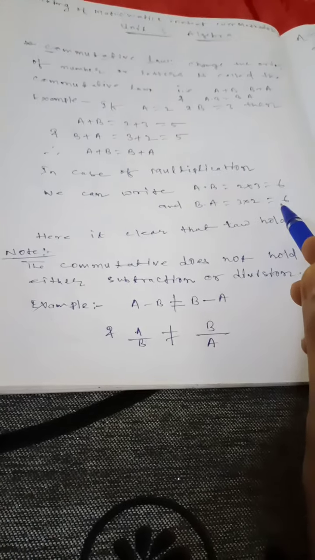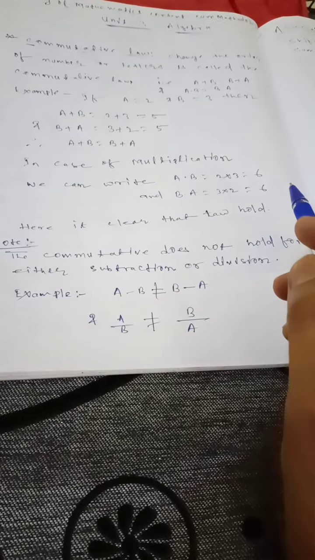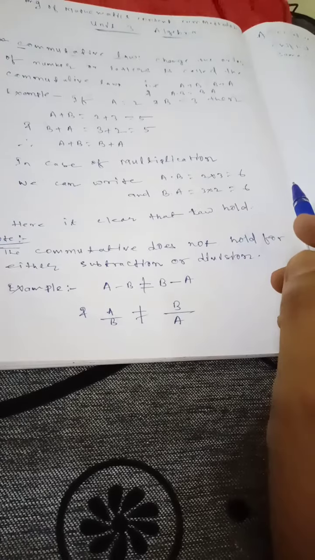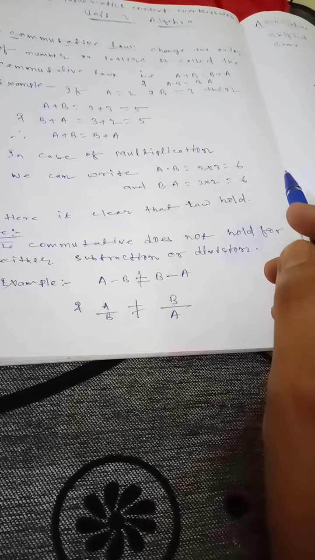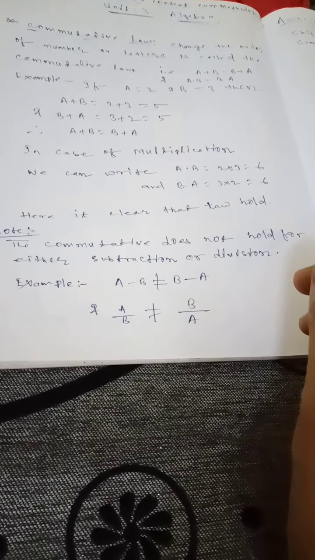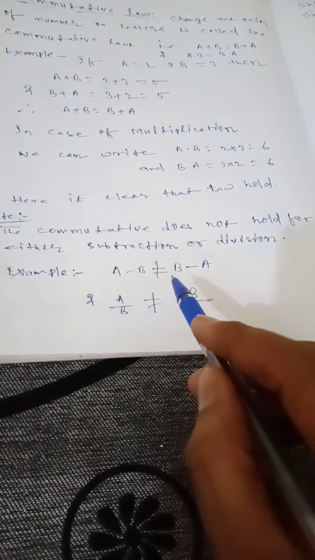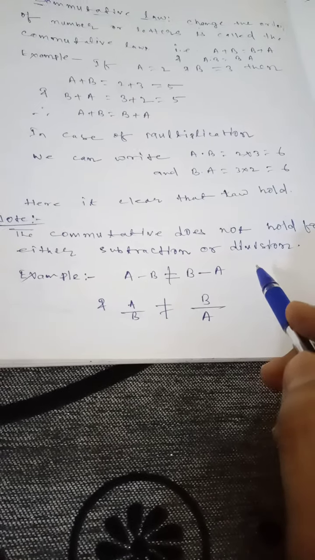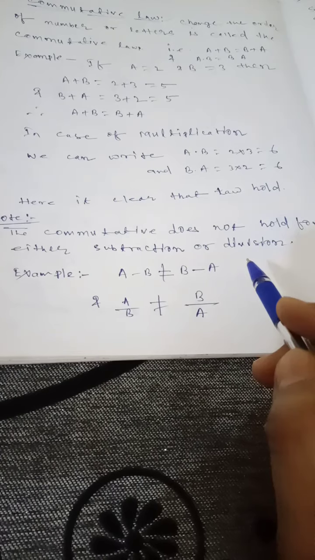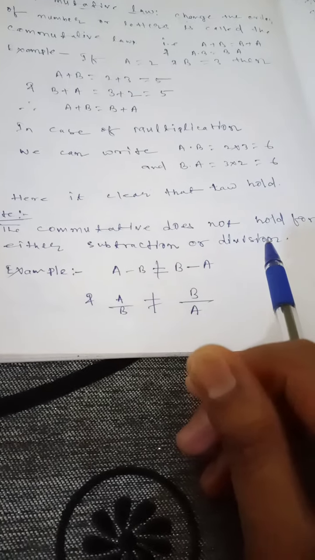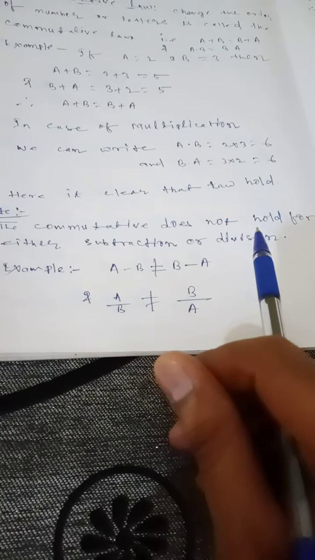One important note is that commutative law holds only in addition and multiplication, but this law does not hold for subtraction or division. Example, a minus b is not equal to b minus a. In the same way, a by b is not equal to b by a, by the basic fundamental rule of number theory.